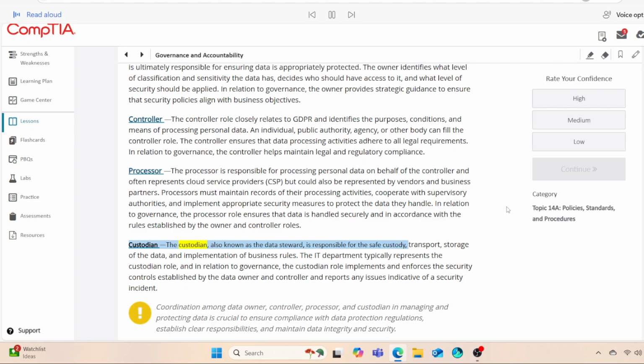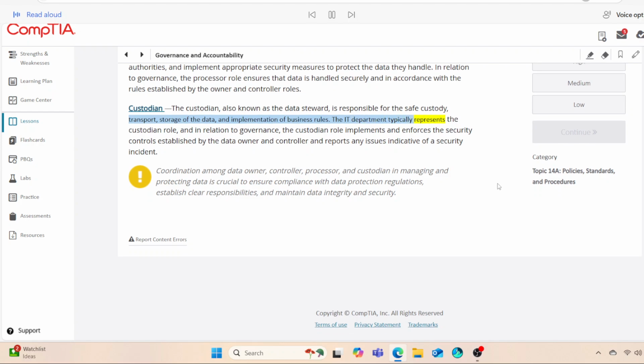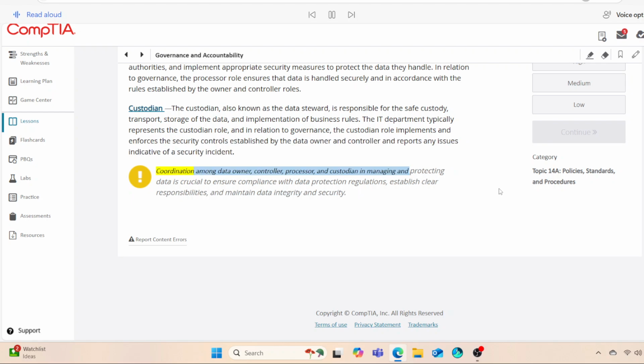Custodian. The custodian, also known as the data steward, is responsible for the safe custody, transport, and storage of the data, and implementation of business rules. The IT department typically represents the custodian role, and in relation to governance, the custodian role implements and enforces the security controls established by the data owner and controller and reports any issues indicative of a security incident. Coordination among data owner, controller, processor, and custodian in managing and protecting data is crucial to ensure compliance with data protection regulations, establish clear responsibilities, and maintain data integrity and security.